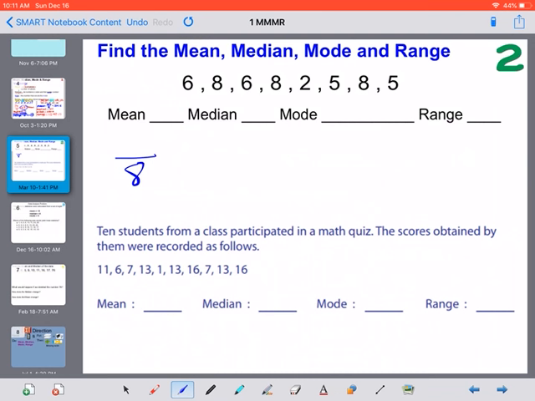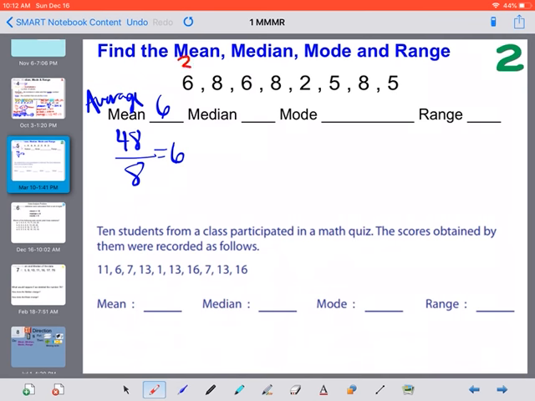6 plus 8 plus 2 plus 5 plus 8 plus 5. This is 48 divided by 8. You should know this one. Should give us 6. So our mean, or our average, is 6. Our median, we need to put these in order.